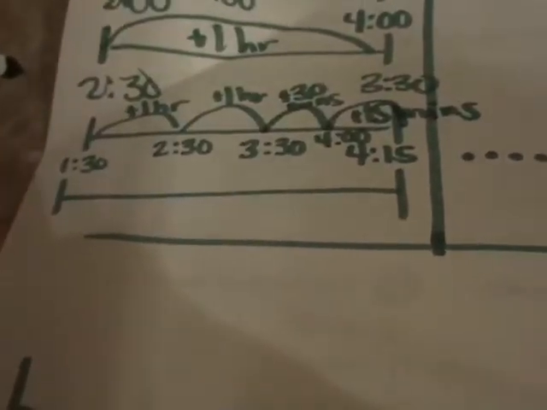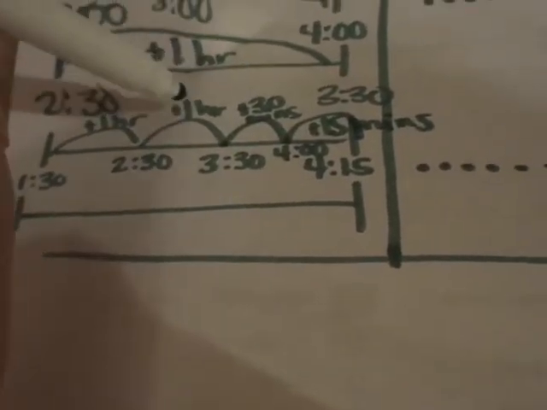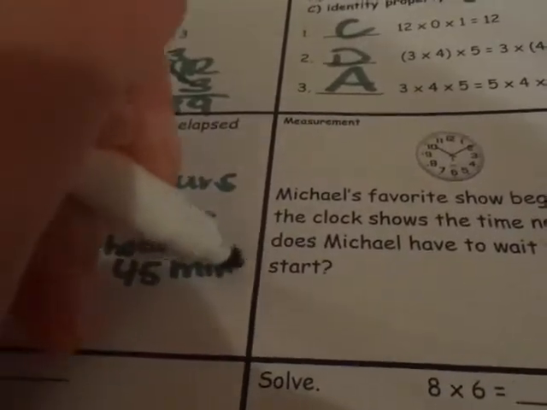So now I add up all my time. 1 hour plus 1 hour is 2 hours. 30 plus 15 is 45. So that's 2 hours, 45 minutes. So I can go back and eliminate A because I know that can't be it, because this is now the longest one.